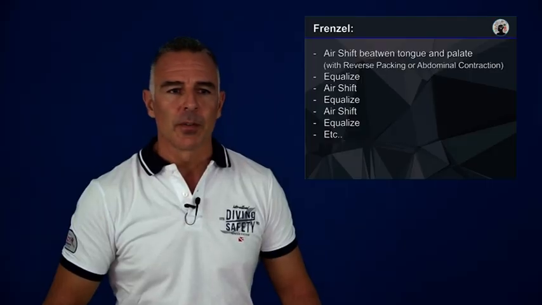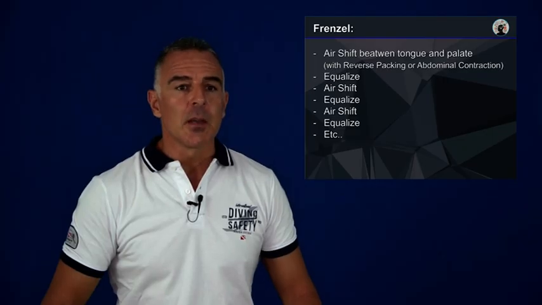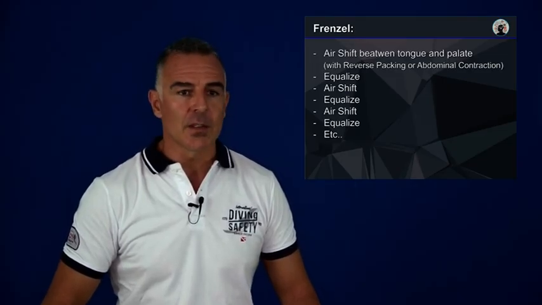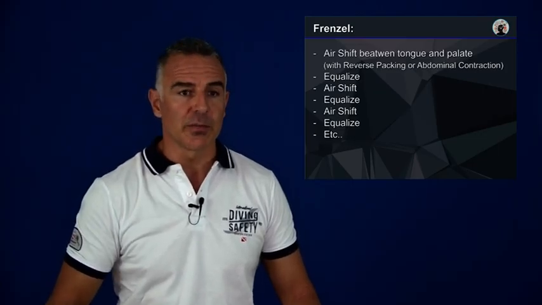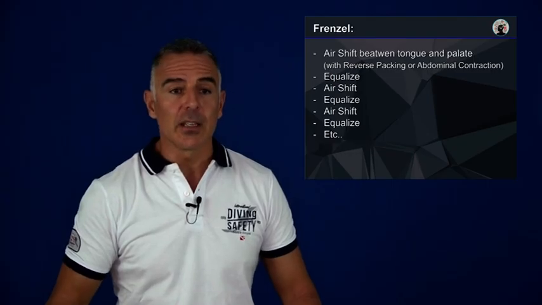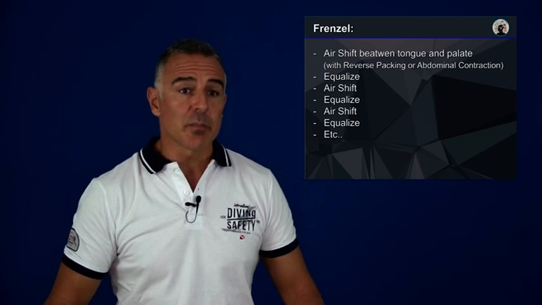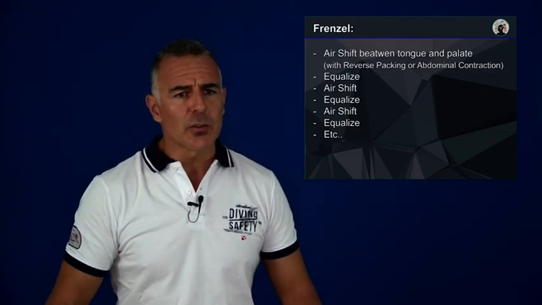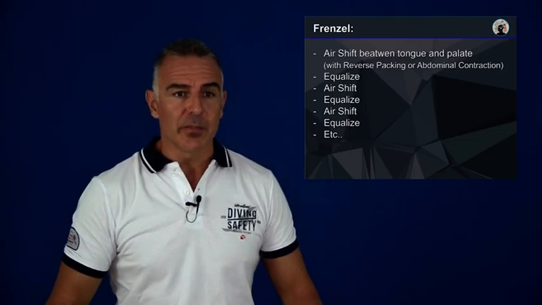Frenzel is the equalization technique where first we air shift between tongue and palate with reverse packing or abdominal contraction, and then we equalize. Air shift, equalize, air shift, equalize, and keep going until it is no longer possible to air shift. This technique fails at the moment that the air shift technique doesn't work anymore. We will see later that reverse packing is one of the air shift techniques that works deeper. The abdominal contraction works shallower, usually failing between 25 and 35 meters.